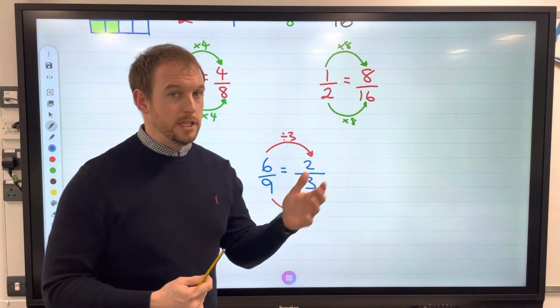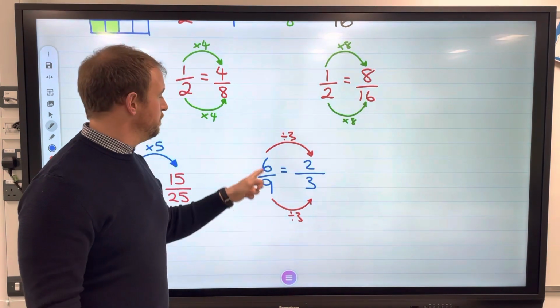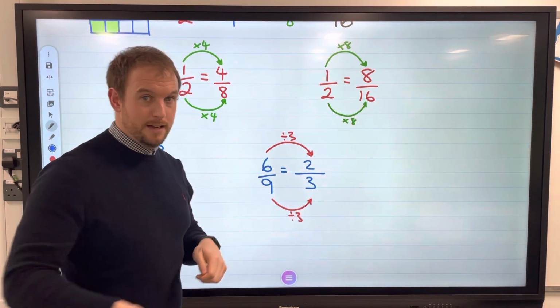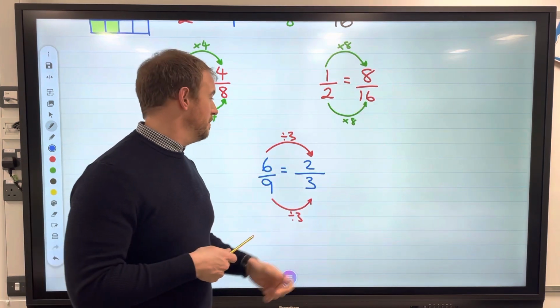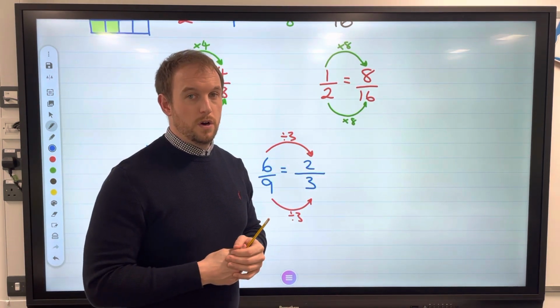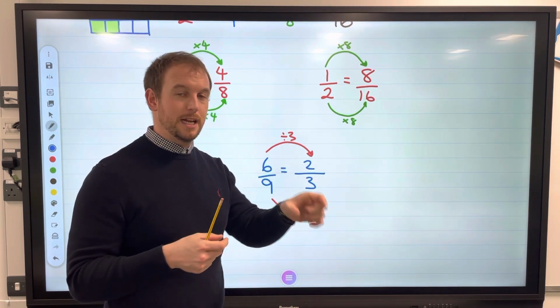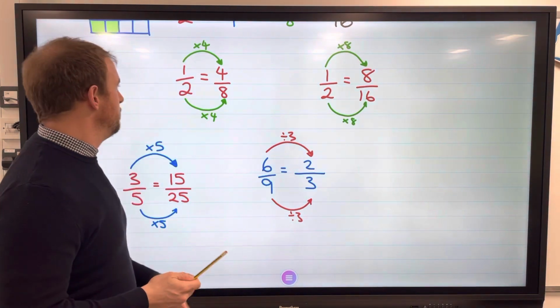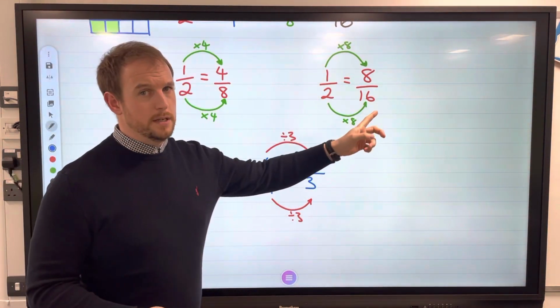Okay, let's use that pizza analogy that so many teachers have used and so many pupils have heard. If I cut a pizza into 9, and I ate 6 pieces, it's exactly the same as eating 2/3 of the whole pizza. It is exactly the same size, exactly the same amount of pizza.